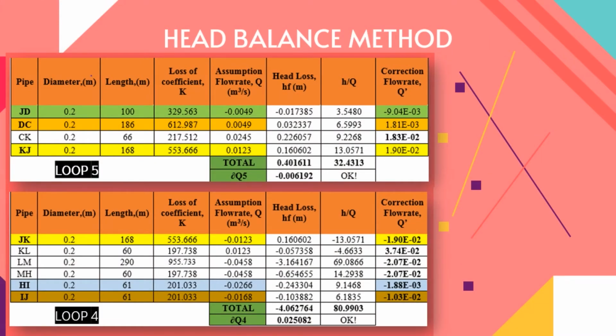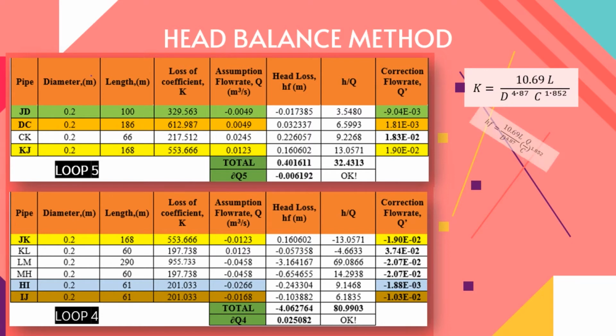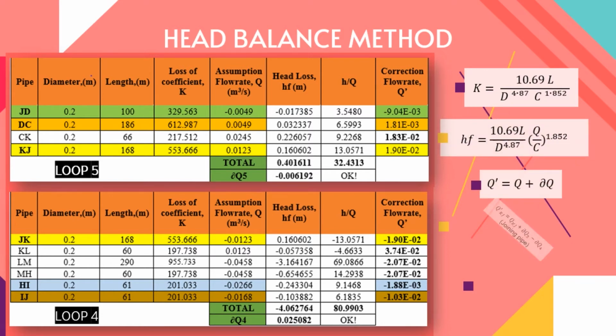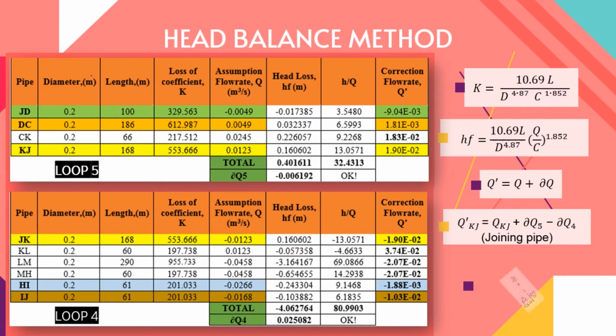Head balance method. After proposing the diameter and length of the pipe, we can find the loss coefficient using the Hazen-Williams equation. After that, for the next column, I use the head loss equation. This is the equation to find the correction flow rate, and this is for the adjoining pipe. For example, the joining pipes are both in yellow label in the iteration table for loops 5 and 4. And to get the delta Q, we can use the Hardy-Cross method by this equation.